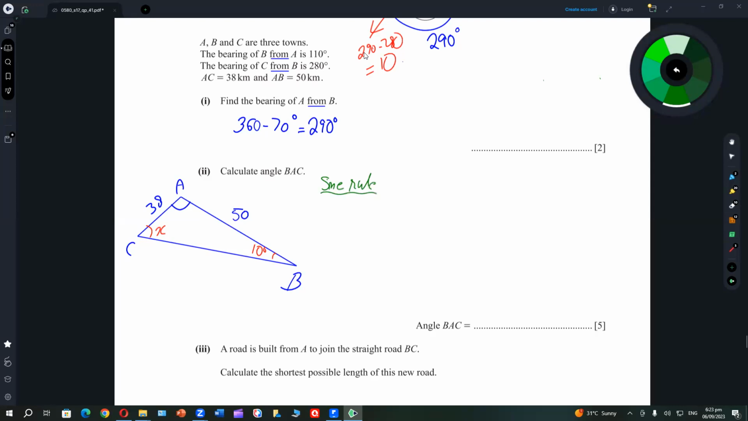Please recall the sine rule for me. What is the sine rule? You can look at the notes. The sine rule is sine A divided by A equals sine B divided by B. A upon sine A is equal to B upon sine B.